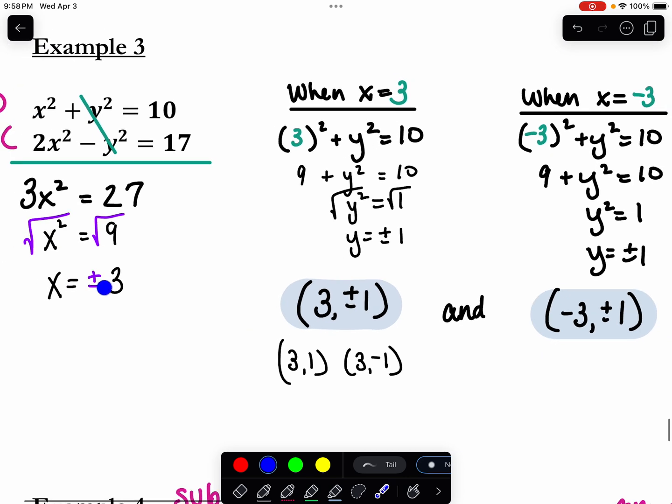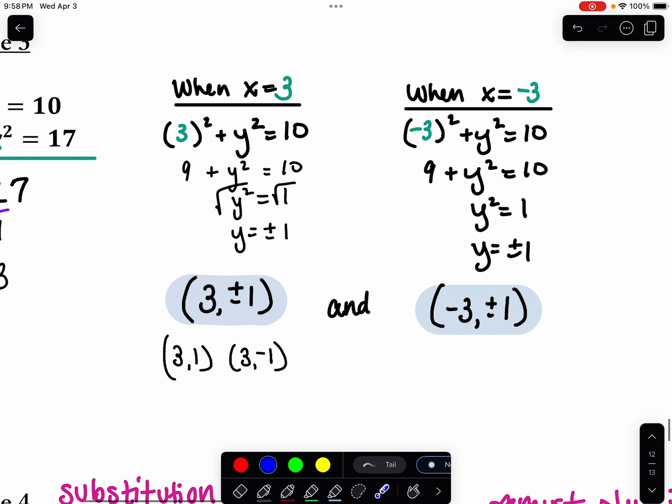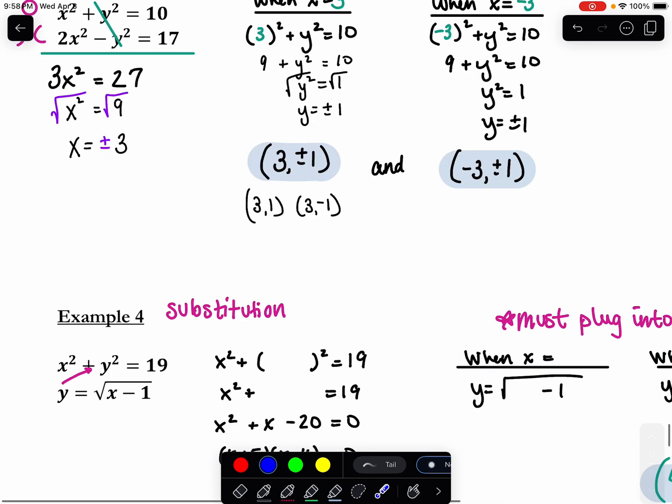So we do the same thing, but now we have to consider when x is negative 3. So over here we see very similar work, because when you square negative 3, you get positive 9 as well. So the work ends up being exactly the same over here. And then we pair negative 3 again with plus or minus 1. So we're really utilizing all of our algebra skills that we've learned throughout the years. Okay, awesome. Let's keep going.